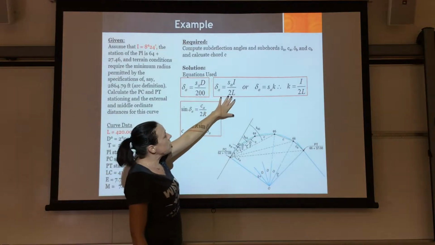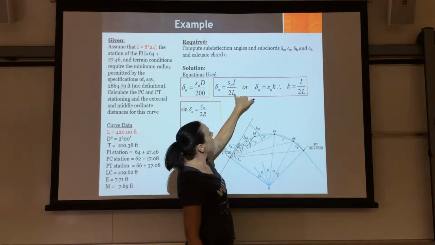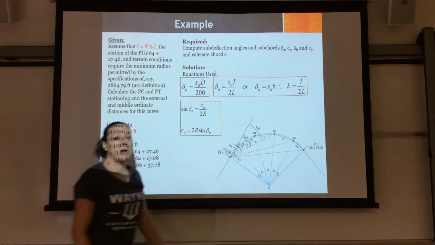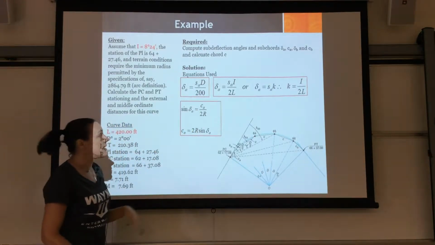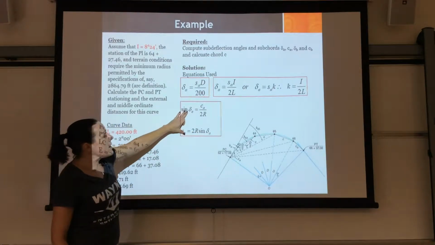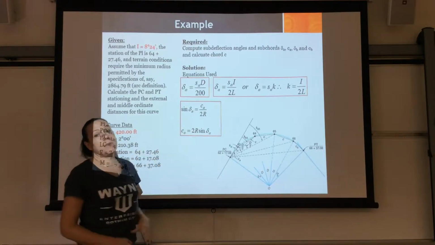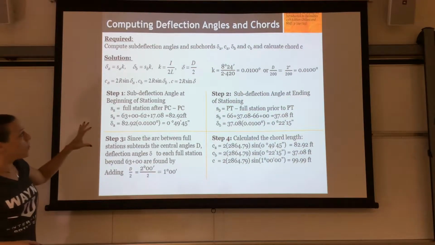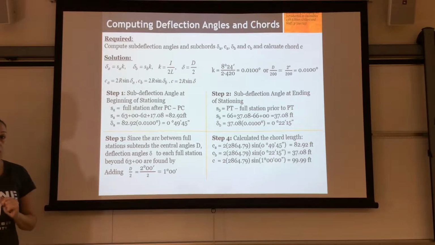Now, you can rewrite this and make the I over 2L a constant, and just replace it. A lot of people like to use a constant. It's really big when we start putting this into Excel sheets. Now, this equation here, the subdeflection at A, is the same equation for the subdeflection at B. Now, the way this works is we're going to do 4 steps.